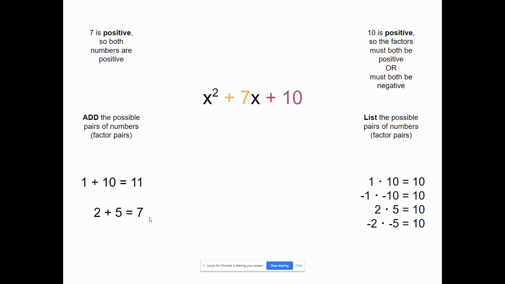Now we can write our answer. X plus 2 times x plus 5 produces this trinomial. These are the factors of this trinomial.